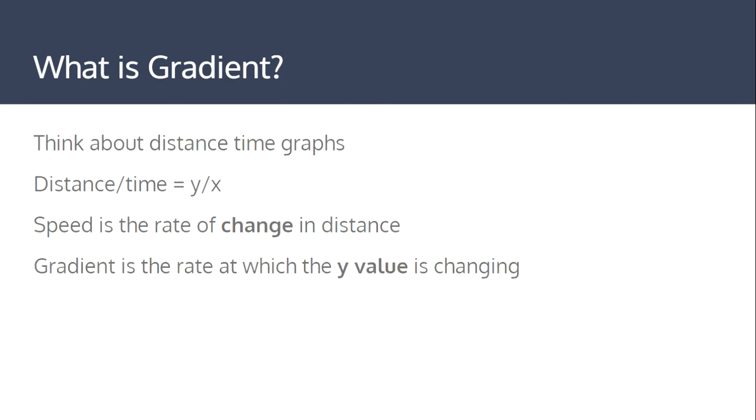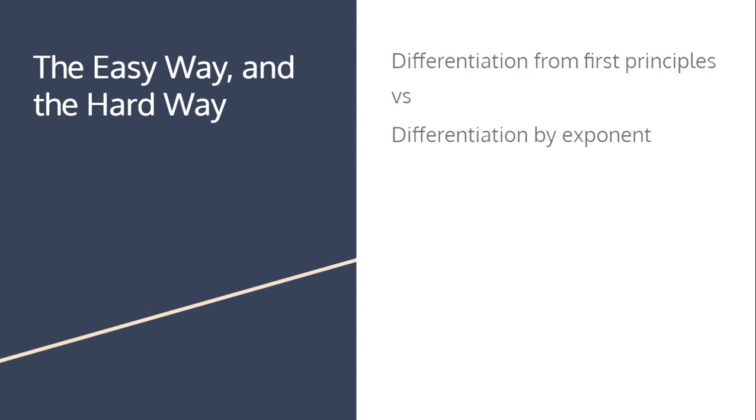It's a measure of how quickly the line is going up or down, but instead of changing over time, it's changing as we move along the x-axis. So, surely we can measure the rate at which the gradient is changing, and we can, through differentiation. Now, there's two ways to do it. There's the complicated way, and then there's the simpler way.